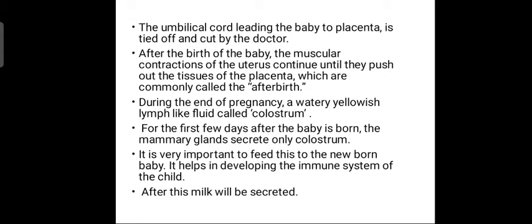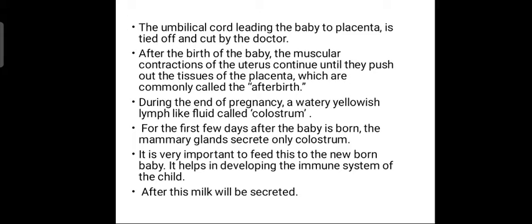After the birth of the baby, the muscular contraction of the uterus continues until the tissue of the placenta is pushed out. First the baby comes out, and next the placenta, which remains in the uterus, is also thrown out of the body. This is commonly called afterbirth.